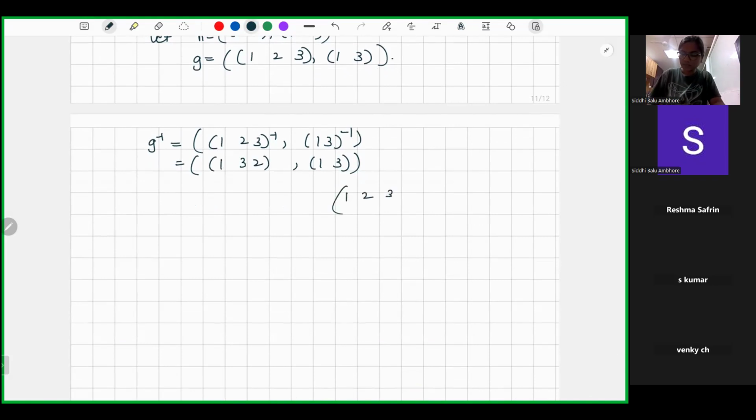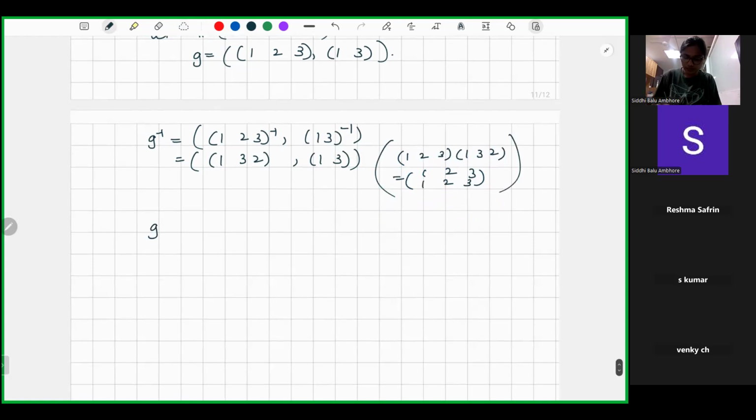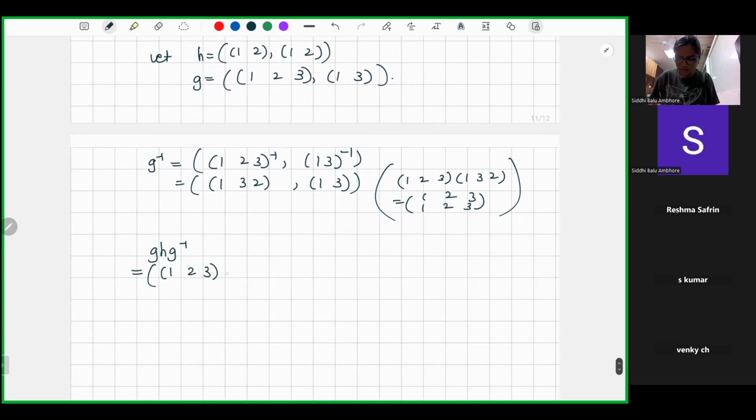Okay, because see (1 2 3), and it is (1 2 3) and (1 3 2). This is 1 going to 3, 3 going to 1, 2 going to 1, 1 goes to 2, 3 going to 2, 2 going to 3. Okay, so this is the inverse of (1 2 3). Remember this, if you don't know. So now I finally need to find what is G H G inverse. G is my (1 2 3, 1 3). H is (1 2, 1 2). And G inverse is (1 3 2, 1 3).